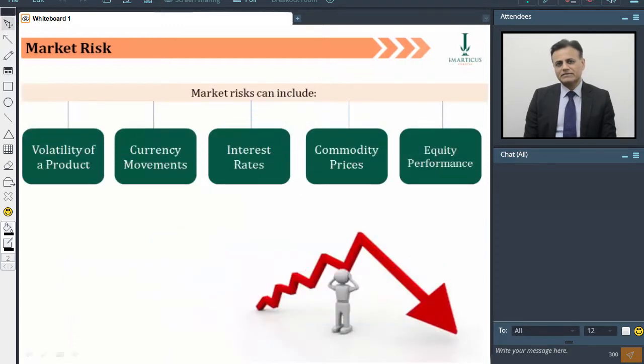While generally market risk is always about the changes in prices and the loss owing to that, but we must also understand that market risk is about not just the volatility of a product, but let's say changes in currency movements or interest rates or commodity prices and the performance of equity as a whole.